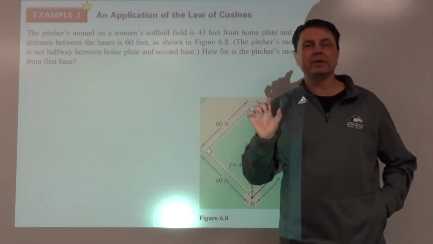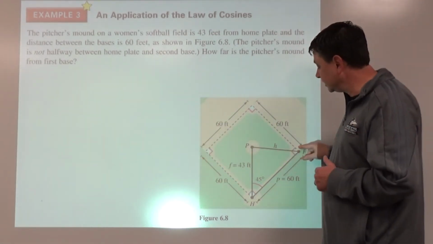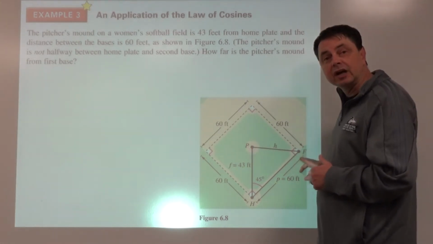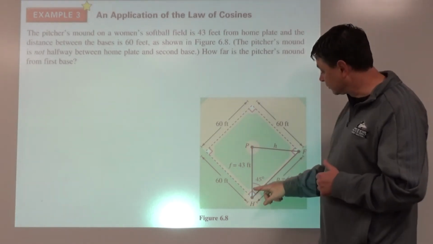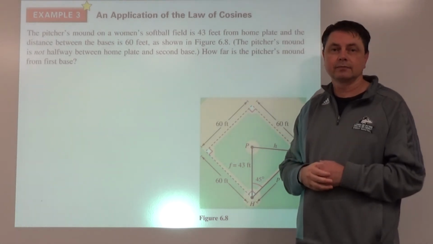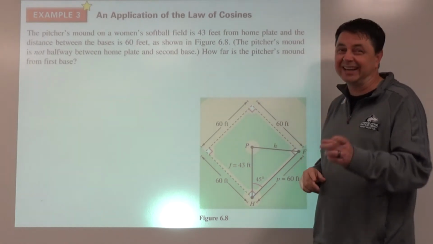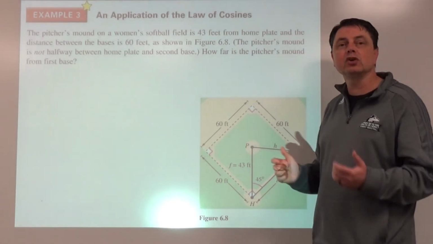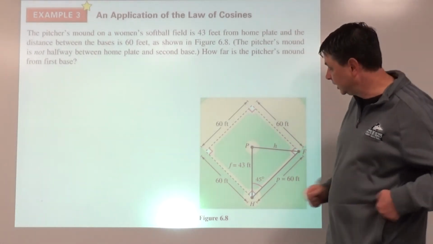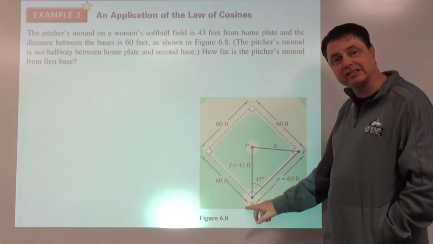The common misconception, whether it's looking at the picture or whatever, is thinking that this is an isosceles right triangle, and that this is 45 and this is 45, and that's the incorrect assumption. That is not necessarily the case, and it's not the case. But that's okay, because we have all the information that we need. We know that this distance is 43. We know that this distance is 60.